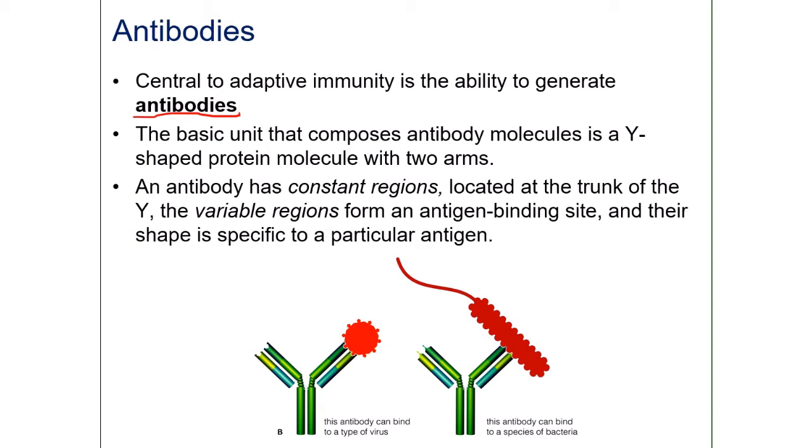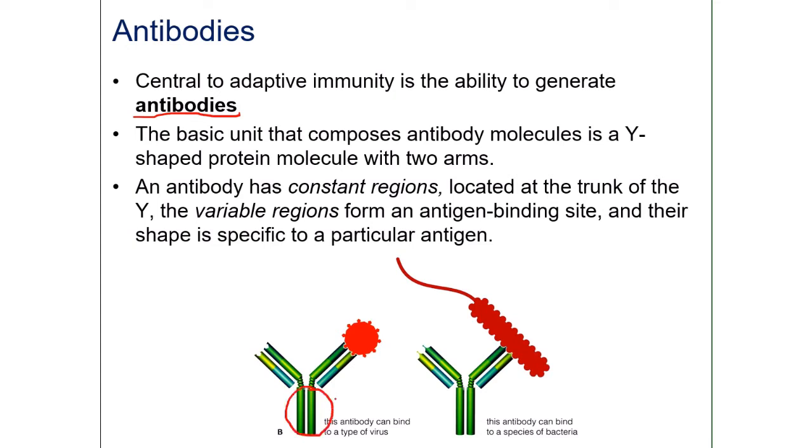So the basic unit of an antibody is basically a Y-shaped protein. And I mean, we learned about this when we discussed blood transfusion, right? So this Y-shaped protein has two parts, okay?